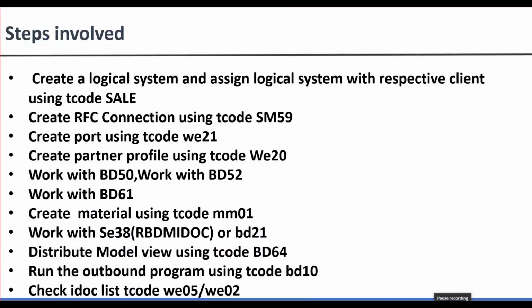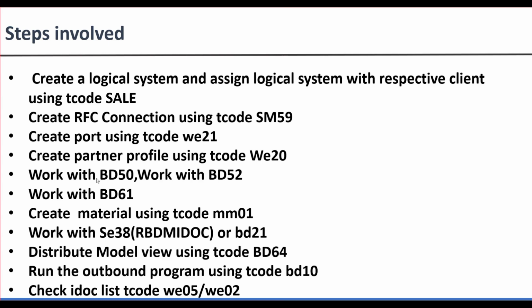What are the steps involved in the change pointer from step one to the end? Create a logical system and assign the logical system with respect to the client using the T code SCC4. Create an RFC connection, that is, the receiver system information we can maintain using the T code SM59. Create a port, for which we can use the T code WE21.